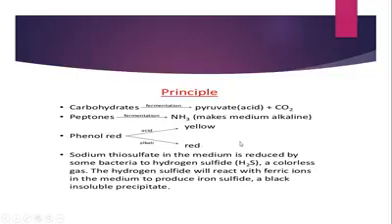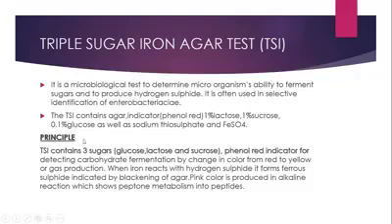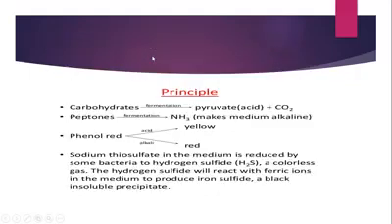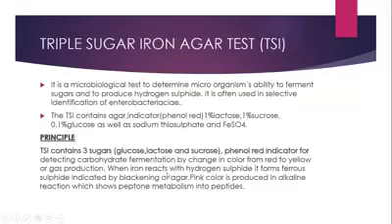And thirdly, the production of hydrogen sulfide, H2S. The sodium thiosulfate present in the medium is reduced by some bacteria to hydrogen sulfide. This hydrogen sulfide, a colorless gas, then reacts with the ferric ions already present in our medium to produce iron sulfide, which is ferrous sulfide, a black insoluble precipitate. So these things are going on: the carbohydrate fermentation, the peptone fermentation, and the hydrogen sulfide production. This is the principle of the TSI.